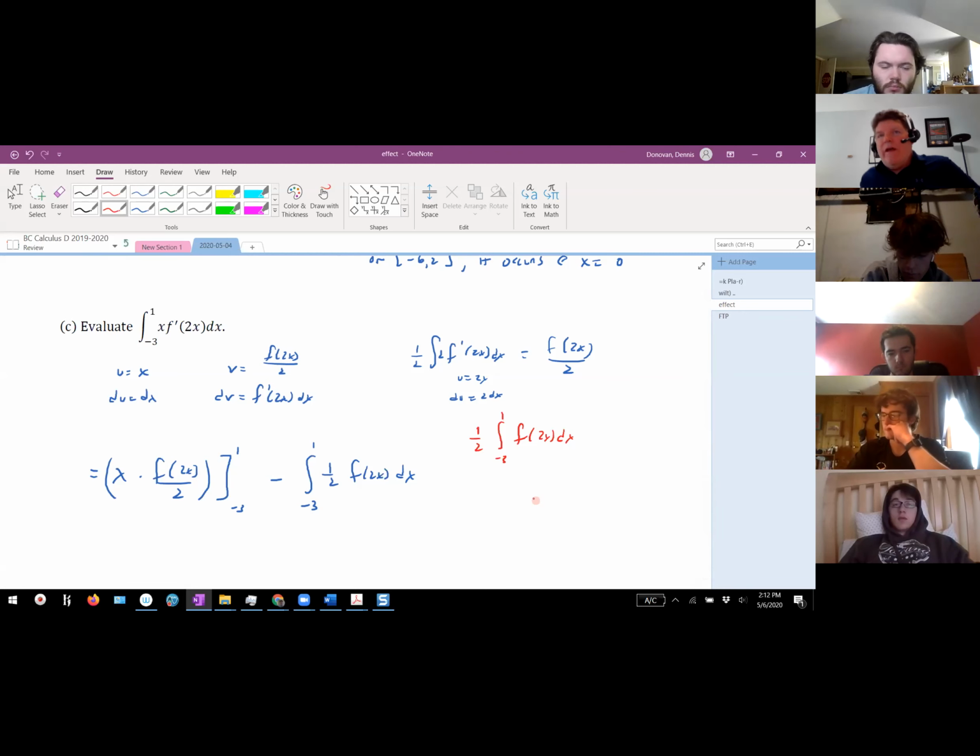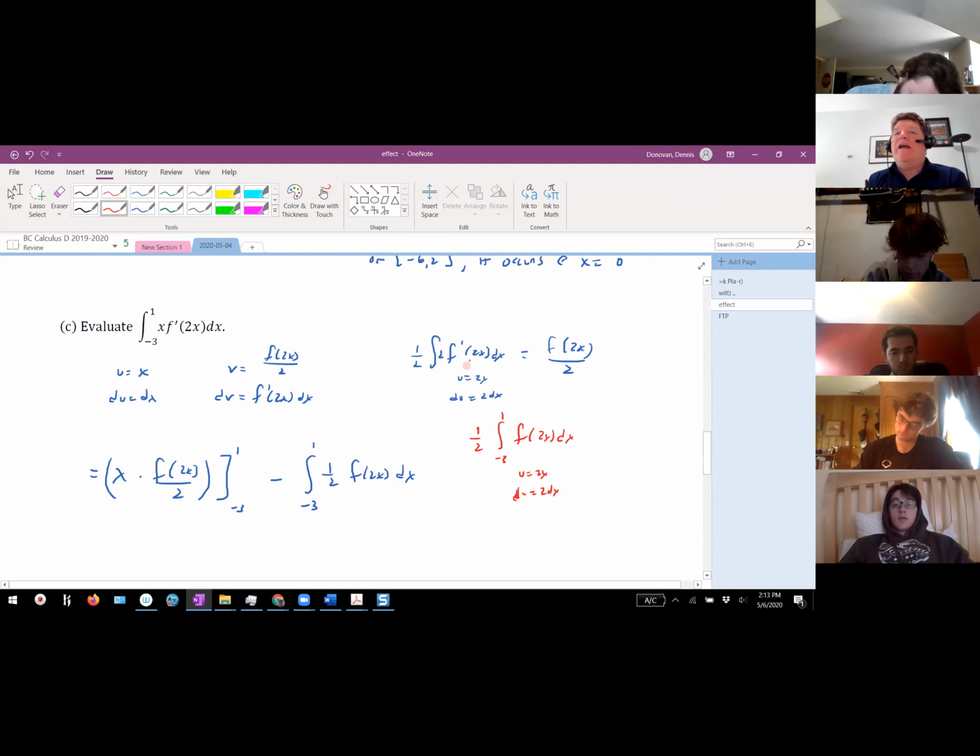So here's how you do that. U sub. So if I do a U sub on this, u is still 2x, du is still 2dx. But unlike this up here, I'm actually going to switch to u. So I get 1/2 integral.